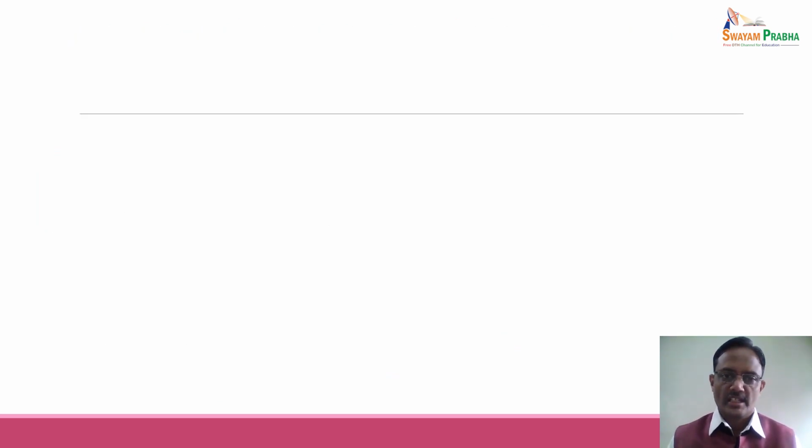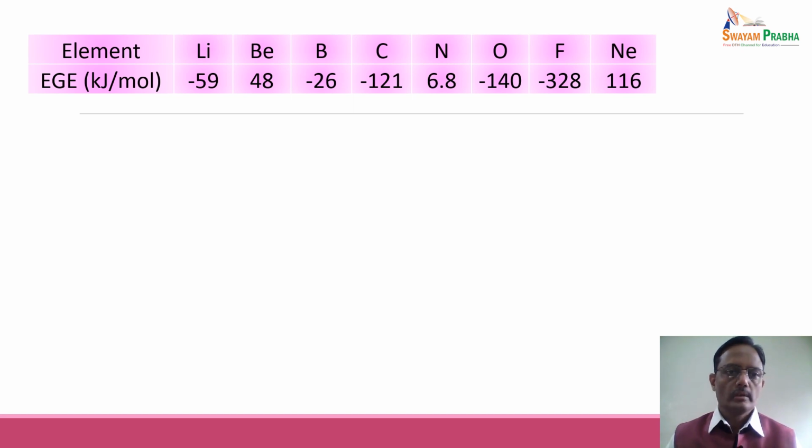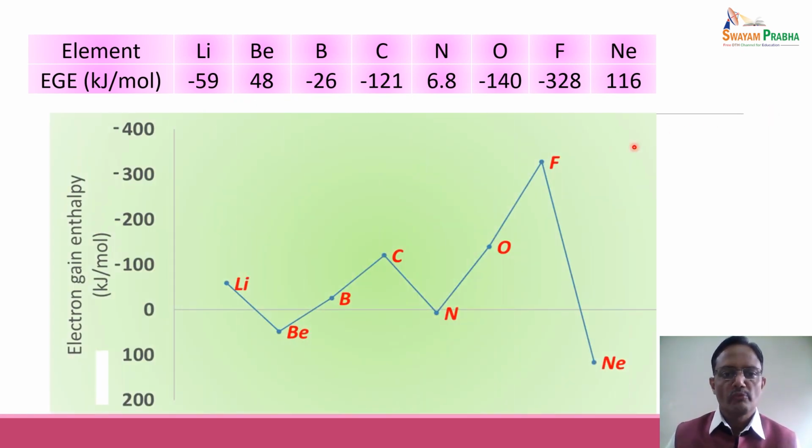Now let us take an example. If I have the second period elements, when we move from lithium to beryllium to boron to carbon to nitrogen to oxygen to fluorine to neon, this is the variation of electron gain enthalpy in kilojoule per mole. Now we will see that there is no clear trend if we just observe the values. However, if we plot it, we will find that from lithium to fluorine, it is expected that there should be a continuous increase in the values of electron gain enthalpy.